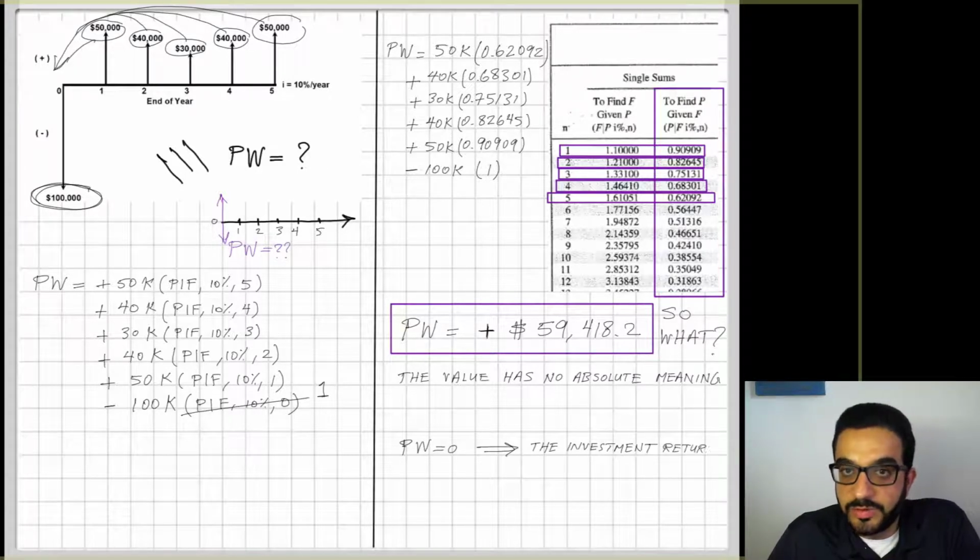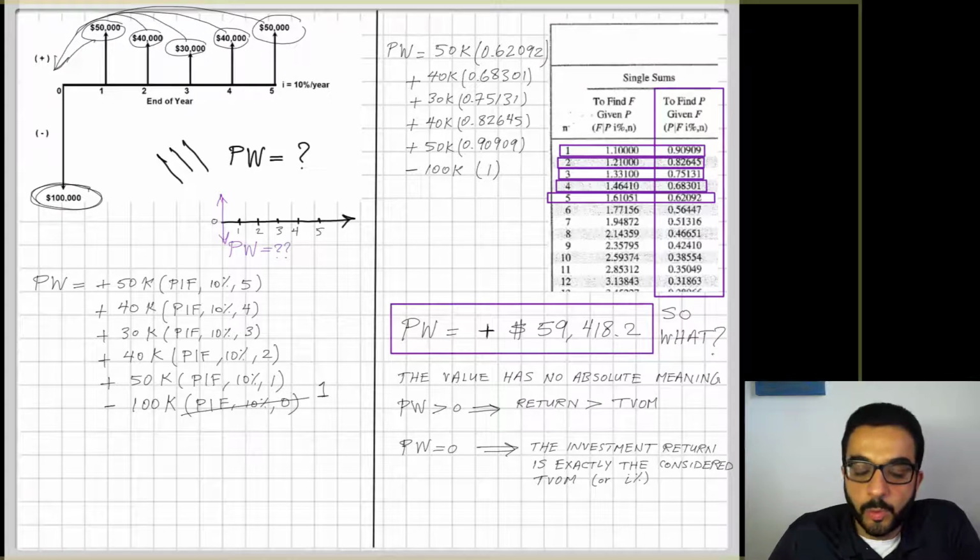So if the present worth is equal exactly to 0, this means that the investment return is exactly equal to the considered time value of money. So this means that the return of this investment is exactly 10%. If the present worth is more than 0, this means that the return of this project is more than the time value of money provided here. If my time value of money is 10%, this project is actually providing more than 10%. How much? It's a different analysis we'll learn how to do, which is called the internal rate of return. So this is the case when present worth is more than 0.